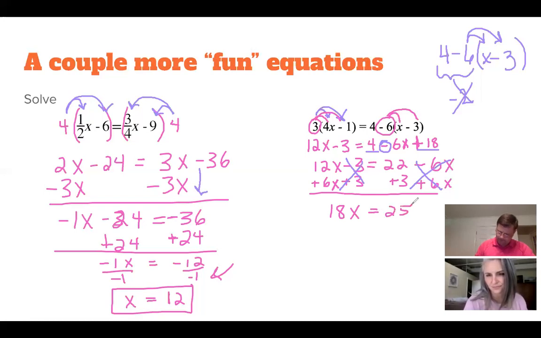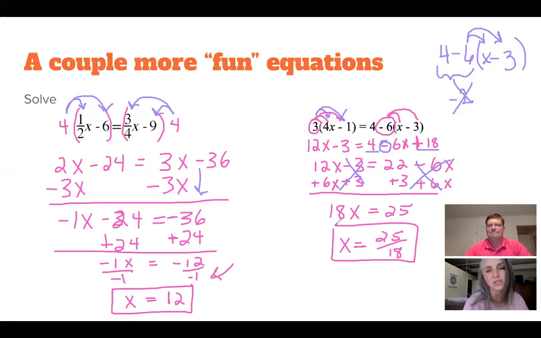25 over 18? As your final answer? Yep. I'm not going to plug that one in for you in my head because yuck. This is one where I would recommend using your calculator to check each side of the equation to make sure you get an equal statement.